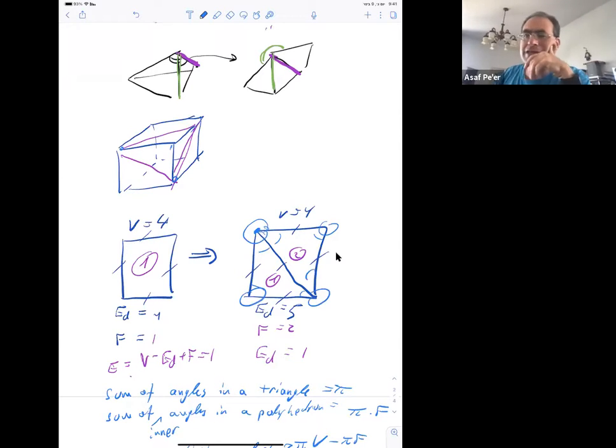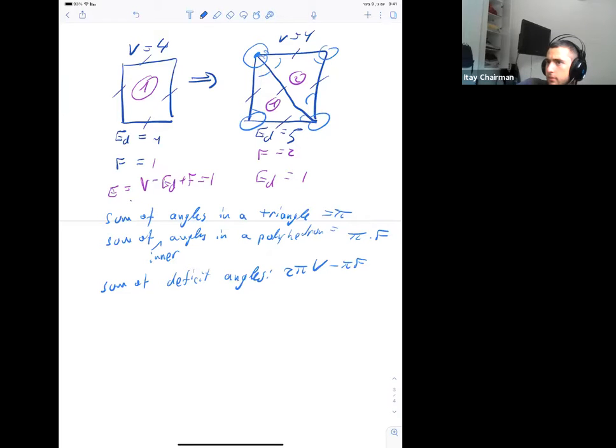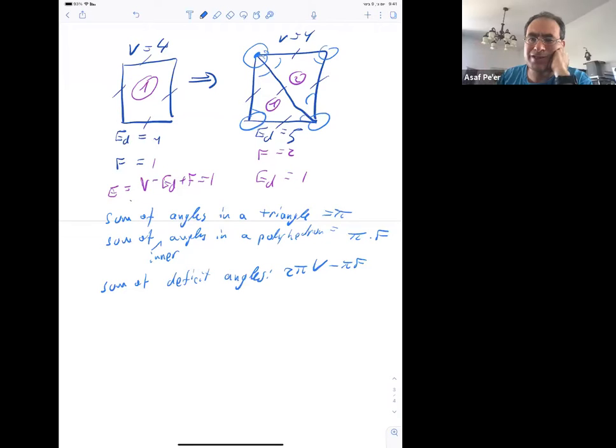Now, how is that related to the number of edges? How many edges do we have? How many edges does each triangle have? 3. 3. So how many total edges are we going to have?